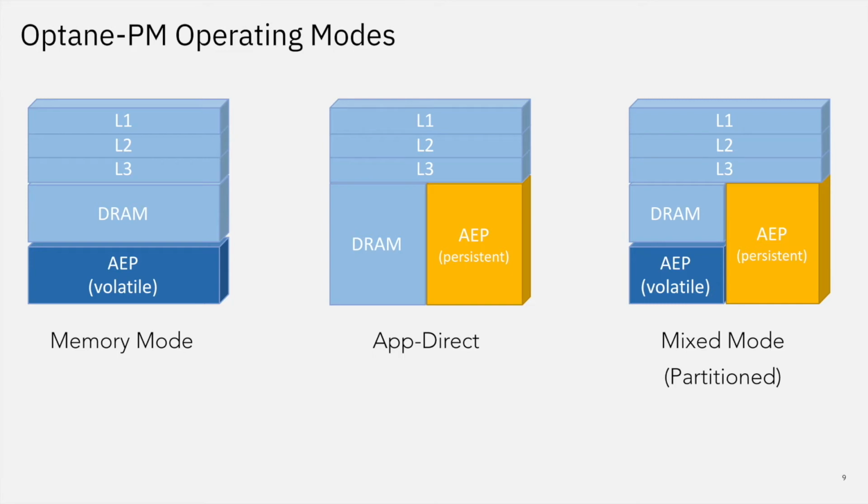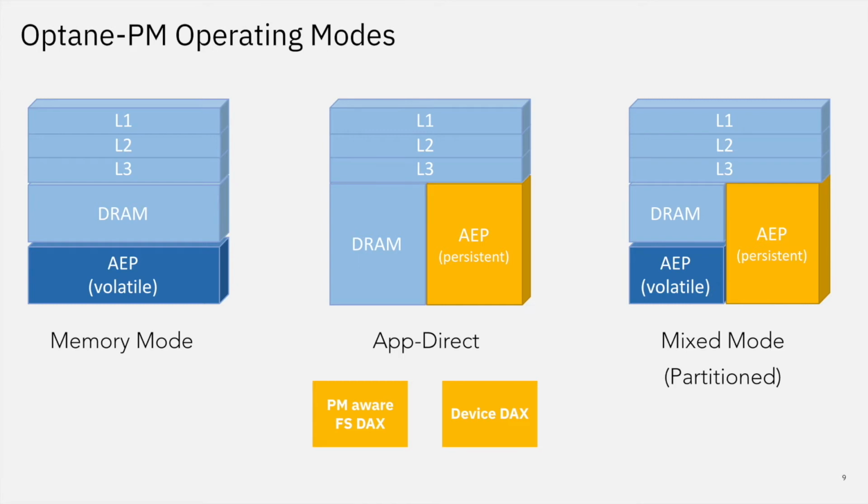App-direct mode is exposed as a persistent memory that is explicitly managed from DRAM. Underneath, it can be either exposed as a file system, called FS-DAX mode, or a raw device, called DEV-DAX mode. Mixed mode simply partitions the persistent memory into both a volatile part and a non-volatile part.